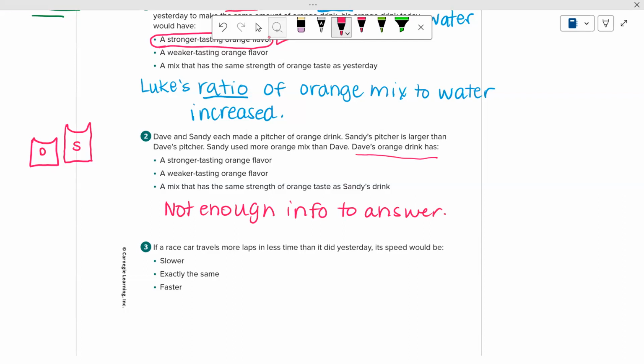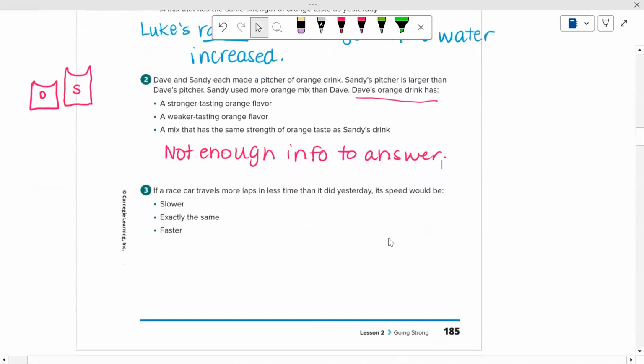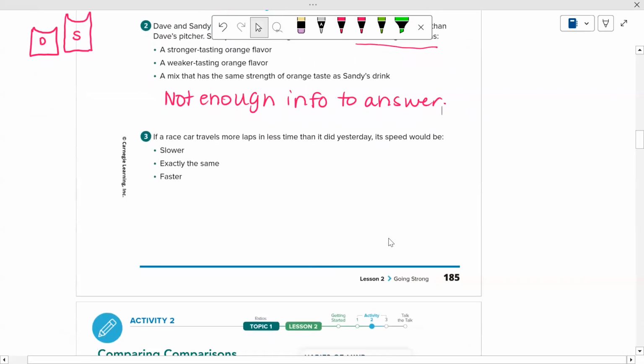Remember, we have to know about orange mix and water. We don't know about either of those for this number 2. So that saves you some writing, right? So if you need to pause, remember you can pause. I'm going to go to number 3.